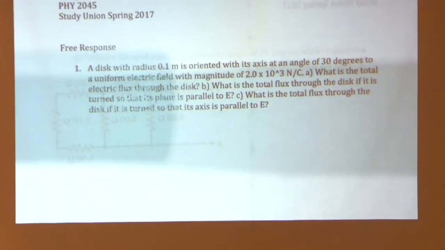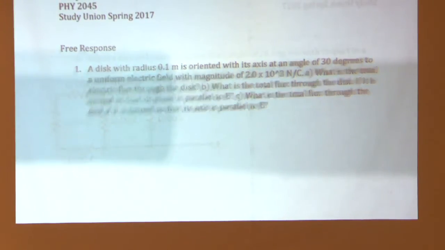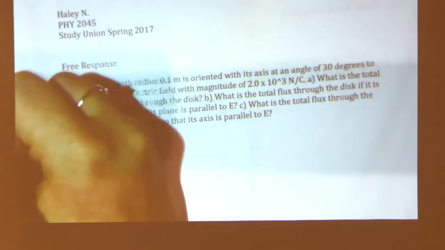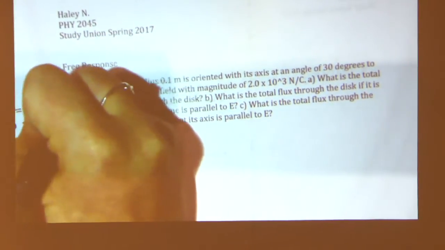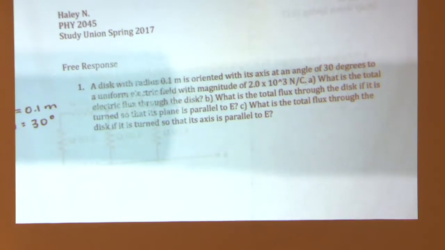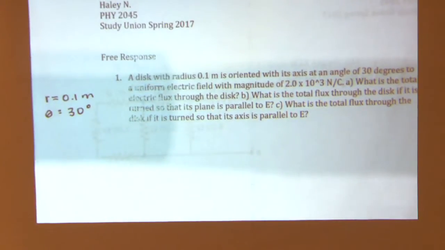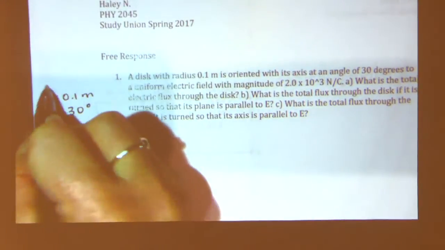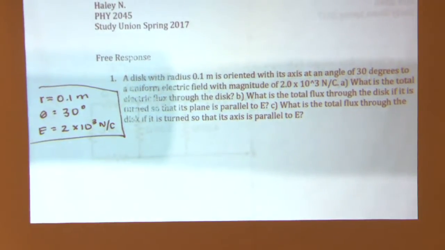So in the first question, we have a disk with a radius of 0.1 oriented with its axis at an angle of 30 degrees to a uniform electric field. So let's go ahead and write down some of the stuff we know. We know the radius is 0.1 meters. We know the angle is 30 degrees with respect to the electric field. And we know that the electric field is equal to 2 times 10 to the 3 newtons per coulomb. It's always easiest to write what you know right away.